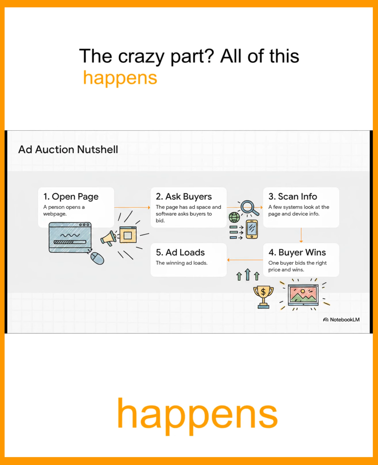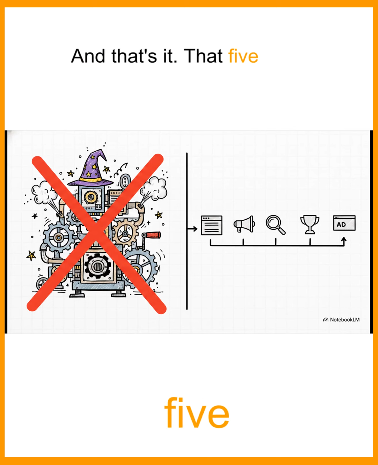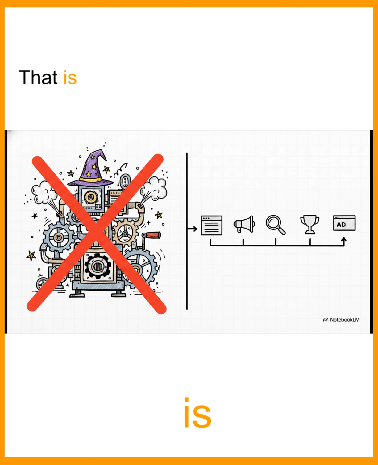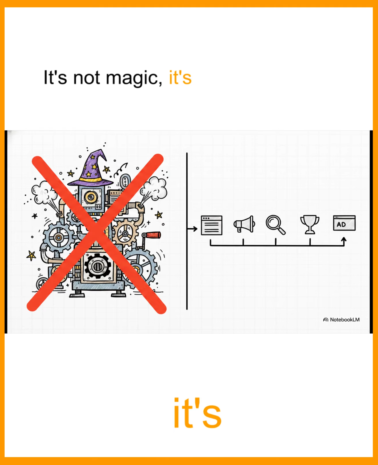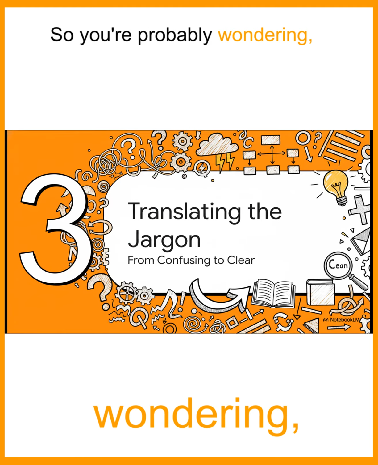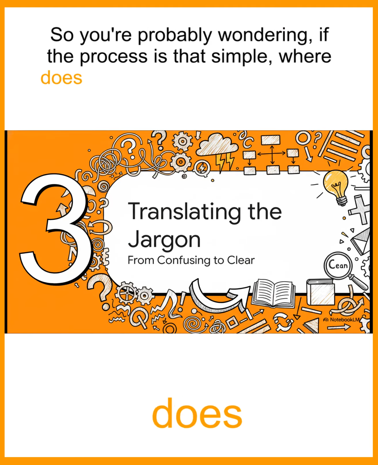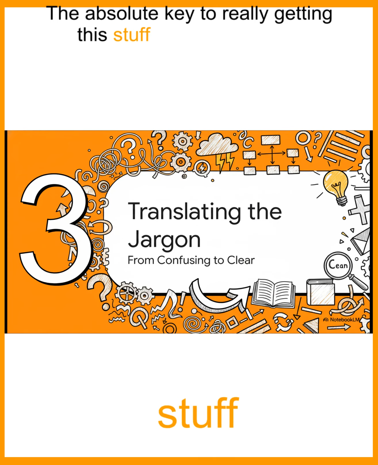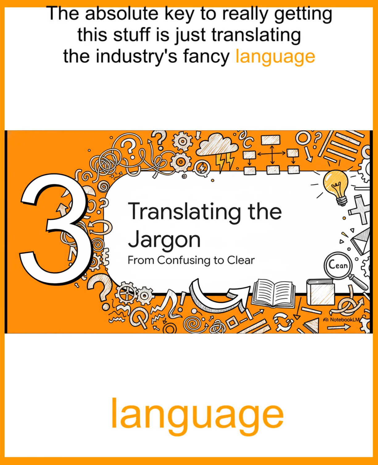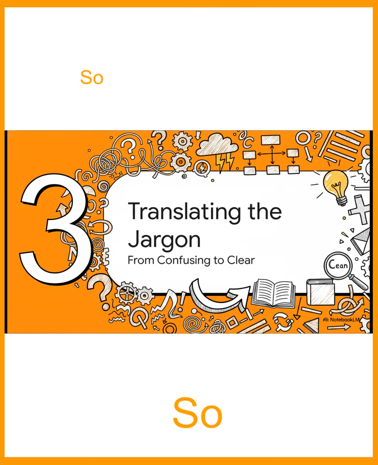The crazy part? All of this happens in milliseconds. And that's it. That 5-step process we just walked through, that is the so-called mystical machine. It's just a simple sale happening at the ridiculous speed of the internet. It's not magic, it's just automation. So you're probably wondering, if the process is that simple, where does all the confusion come from? Well, it comes from the jargon. The absolute key to really getting this stuff is just translating the industry's fancy language into plain, simple English. So let's do that right now.